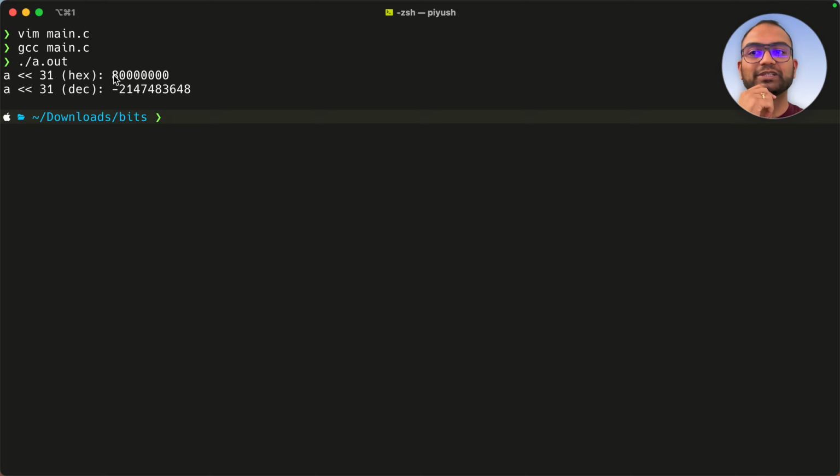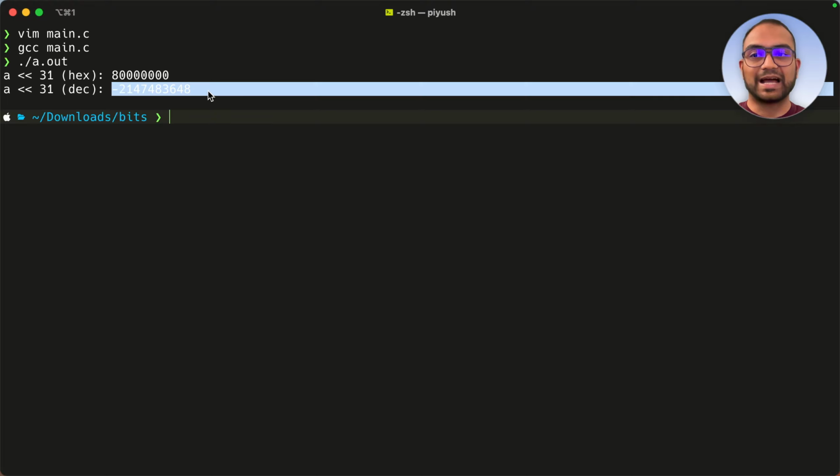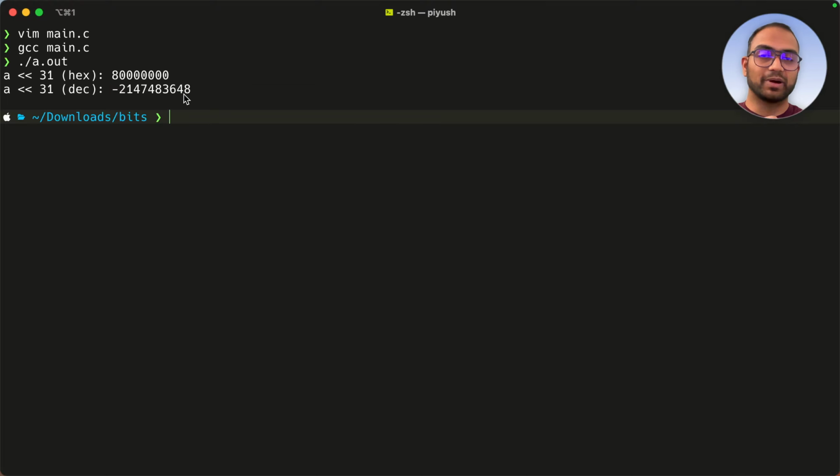So the first one prints 8 0 0 0 0 0 0 0 as expected, and the second one prints a huge value. This is the highest negative it can get, a 4-byte int. Well, highest in the sense of highest negativeness, which is the lowest integer number that it can become, is this.